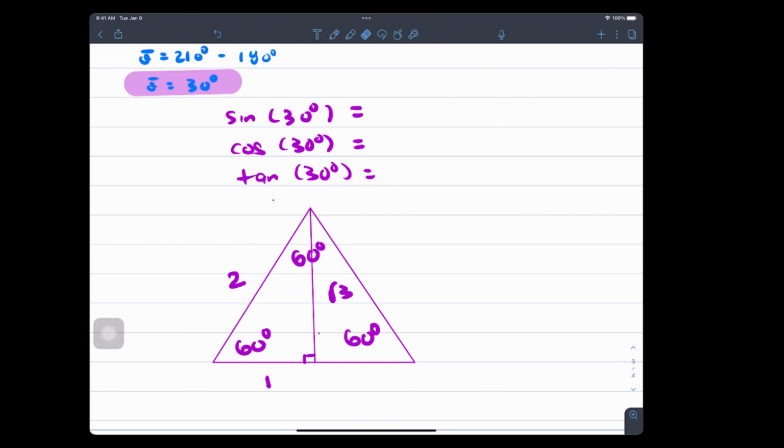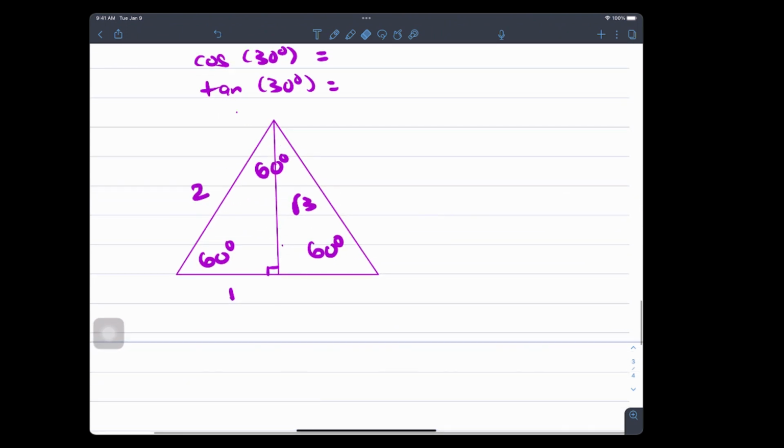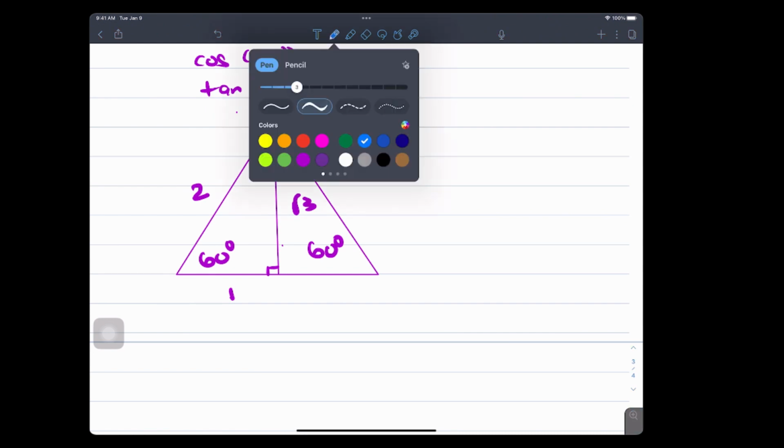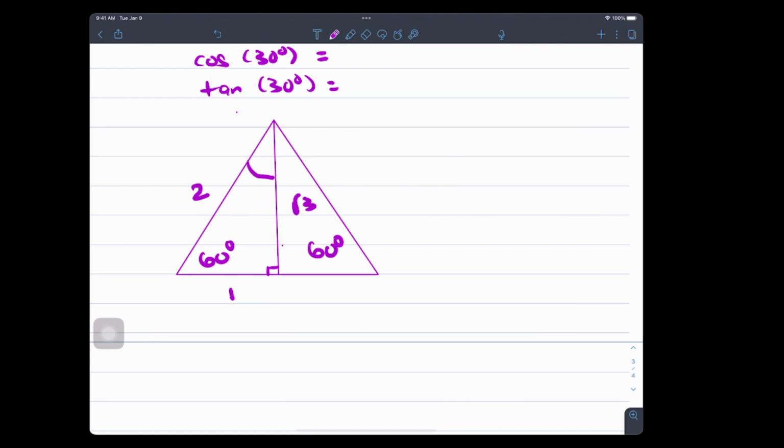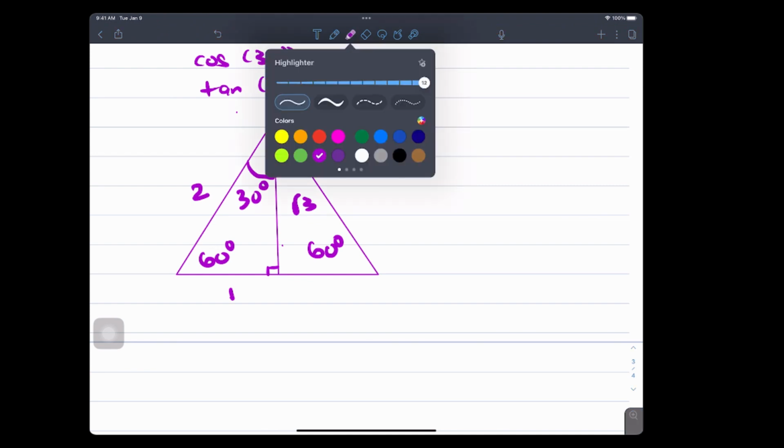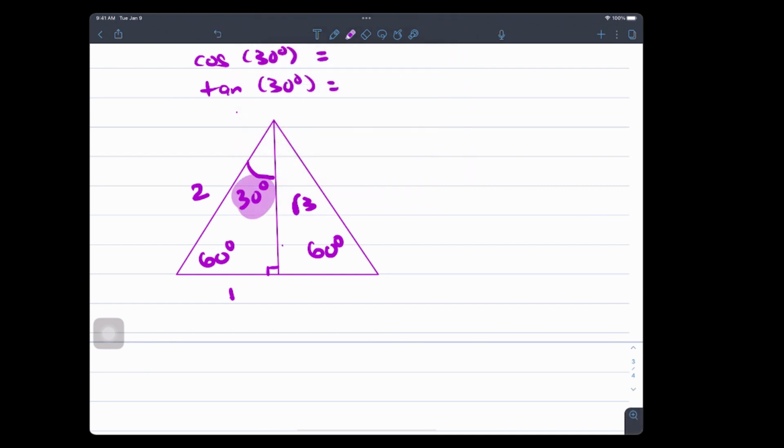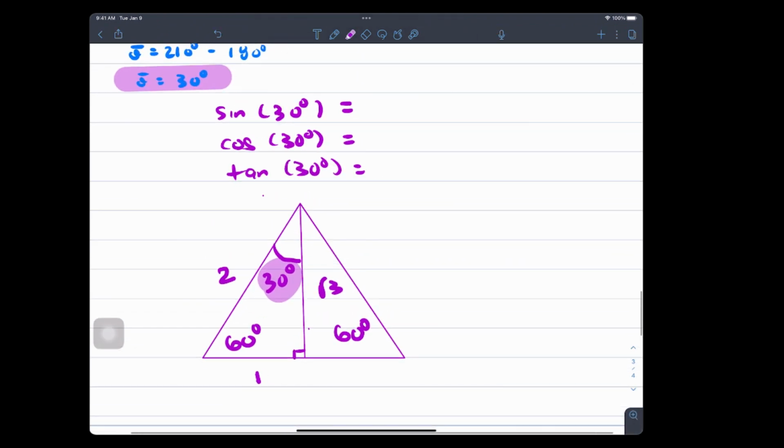Where's the 30 degrees at in this picture? It's right over here. Is that right? In other words, let me get rid of this. This is my what? 30 degrees. Because the other side is 30 degrees there. So you need to know that second special triangle geometry.